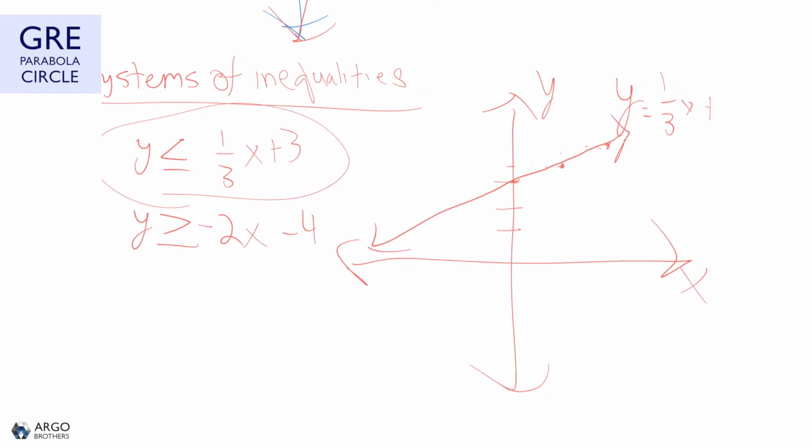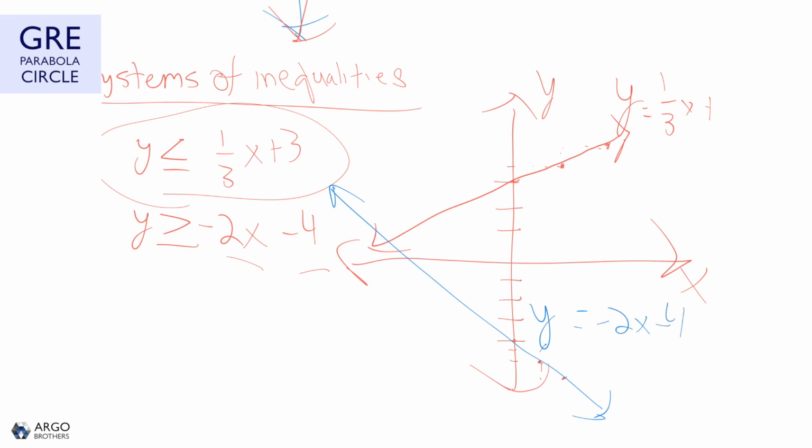So the next one is negative 2x minus 4, so that's the y-intercept of negative 4. And then we go down 2, across 1, so to the right one. So down 2 and over 1, down 2 and over 1, and so on. And I'll do this in blue. So then we have this line here, which is y equals negative 2x minus 4.